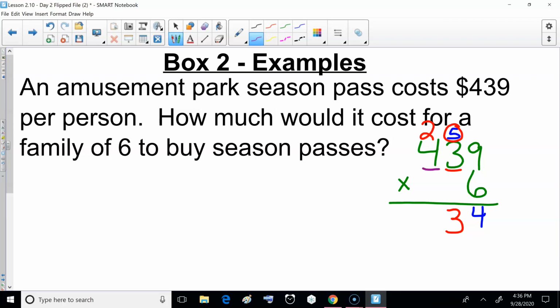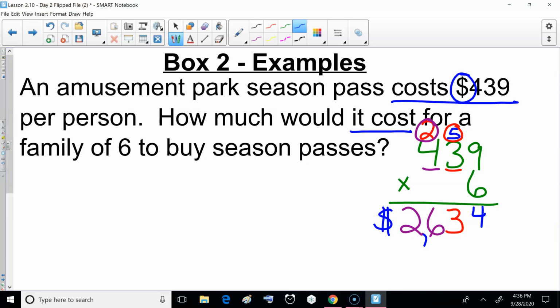So now looking at the hundreds place value, 6 times 4 is 24, plus the 2 that's up there gives us 26. And since it is a word problem again, we go and we look for our label. How much would it cost? It looks like it's in dollars. So it would be $2,634 for the family of 6 to buy season passes to the amusement park.